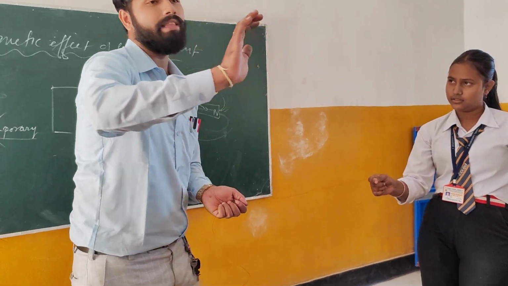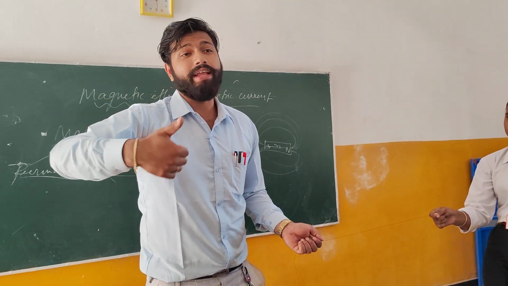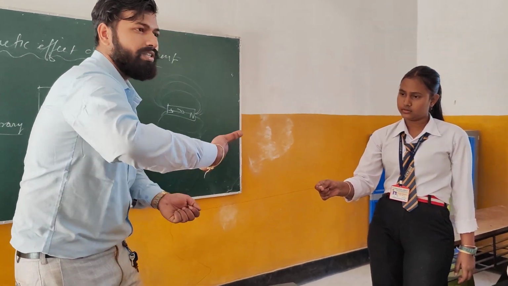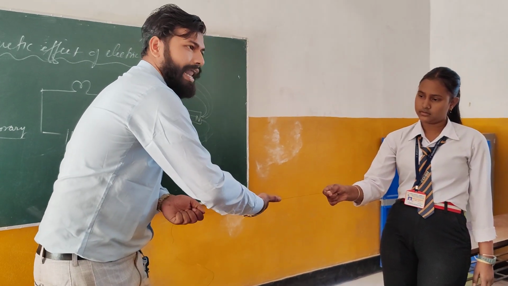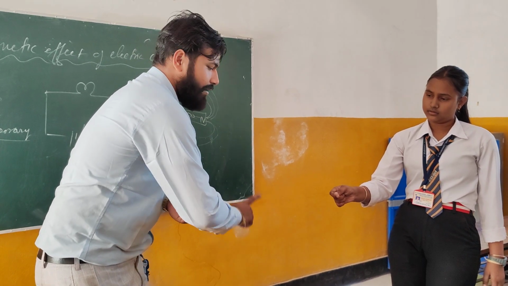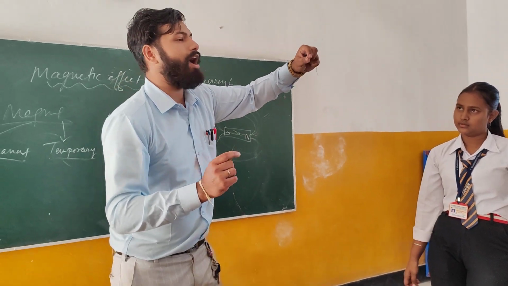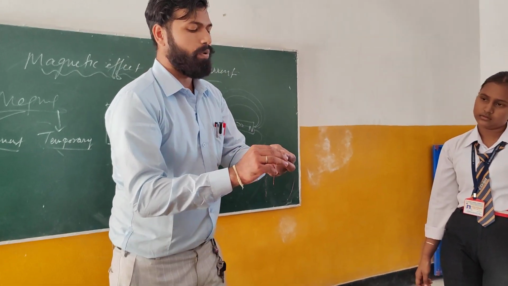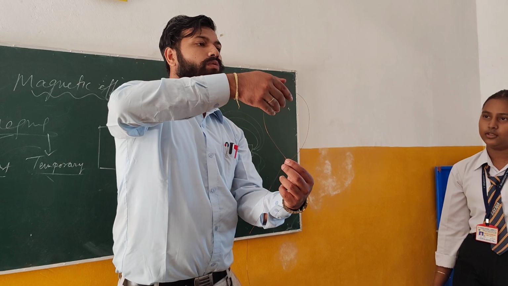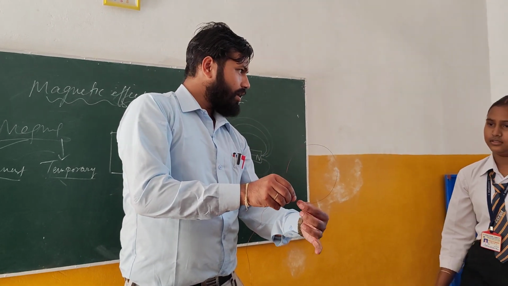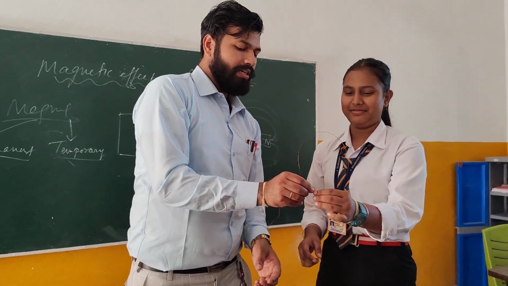We learned that with the use of the right-hand thumb rule we can find the direction of the magnetic field. The current is moving from here to here, so if you put the hand like that, you can see the magnetic field. Now with this straight wire I will make one loop. What is this called? A loop, or one circle. Hold it nicely.